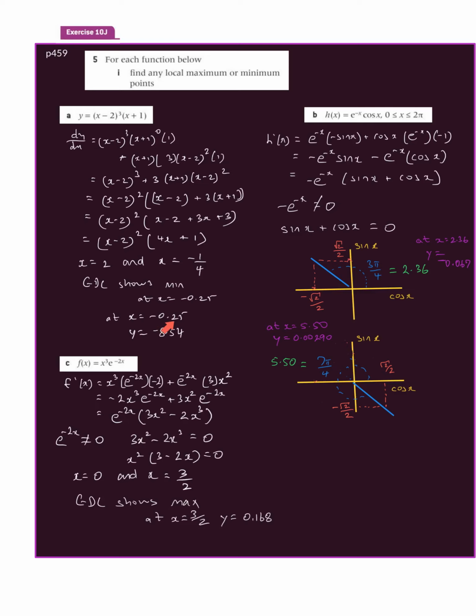Now at that point of minus 0.25, they've asked us to find the points. So we need to find the corresponding y value. So we put that into here, and we get y is minus 8.54.